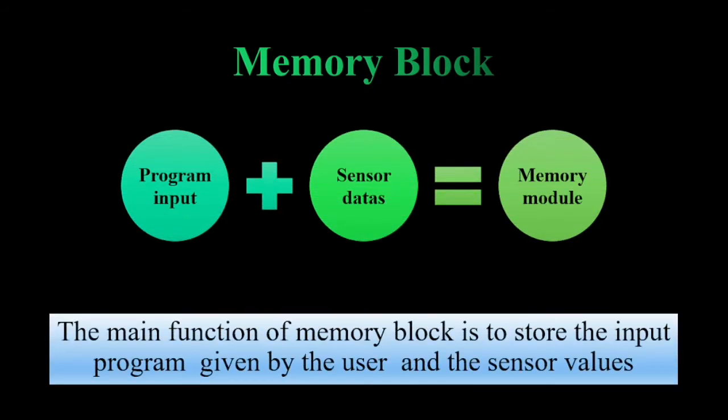Now let me see the memory block. The main function of the memory block is to store the input program given by the user and the sensor values. It stores two kinds of memory: first, the program memory given by the user to perform a task, and second, the sensor values we get from the sensors during a task. This is the main function of the memory block.